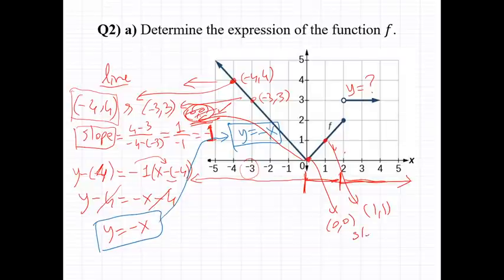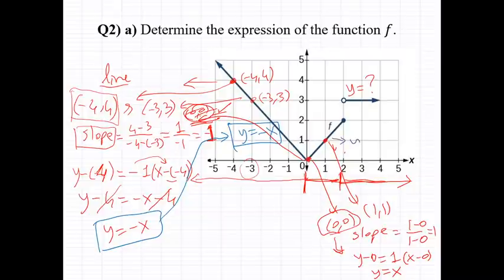Now the slope here is 1 minus 0 divided by 1 minus 0, and we use this point to get the point-slope form. y minus y0 is equal to 1, the slope, times x minus 0, so it will be y equal to x. So we got this one now. This line is the y equal to x line.